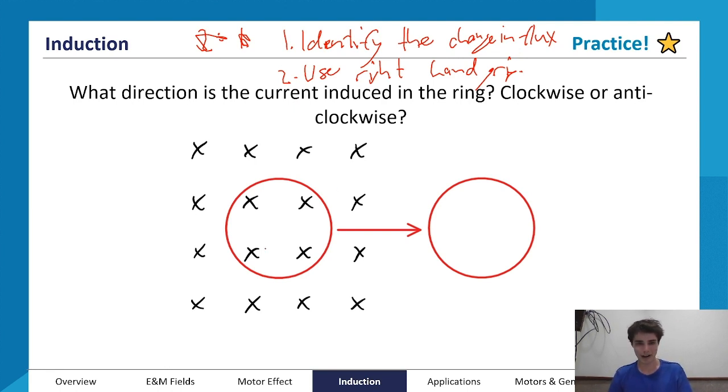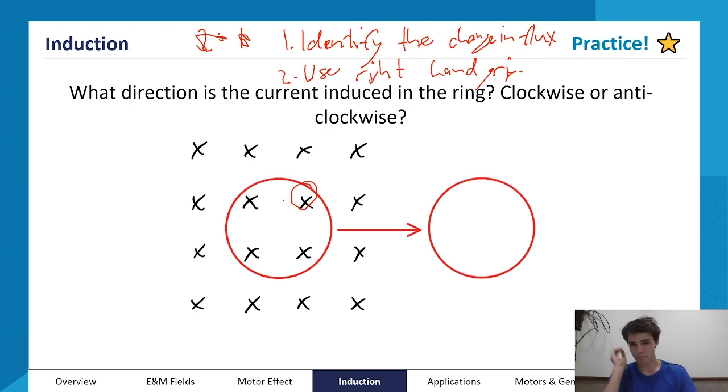So in this case, we've got our ring, we're moving it out of a magnetic field, and the first thing we need to do is identify that change in flux. What is actually happening? What change in flux is actually going on here? To do that, let's break it down into two situations. Initially, we've got a magnetic field going into the page, and then afterwards, we've got no magnetic field going into the page. So from the perspective of the coil, we started out with a magnetic field. We then don't have a magnetic field anymore, which means the change in flux is we're losing this magnetic field. Okay? Hopefully that makes sense so far.